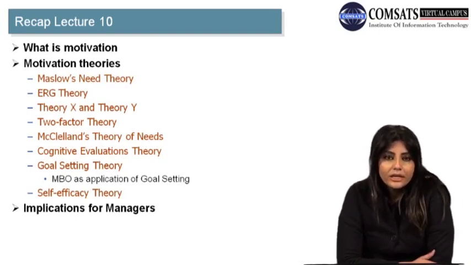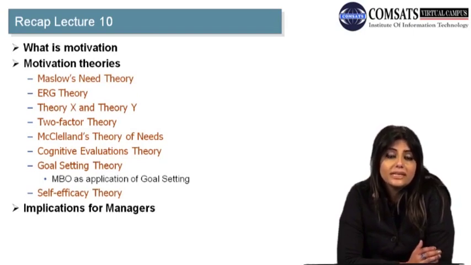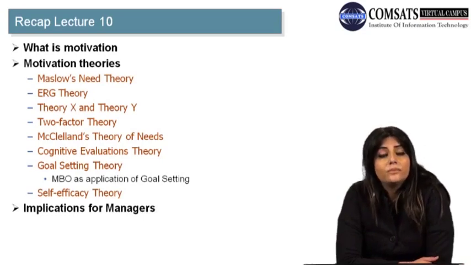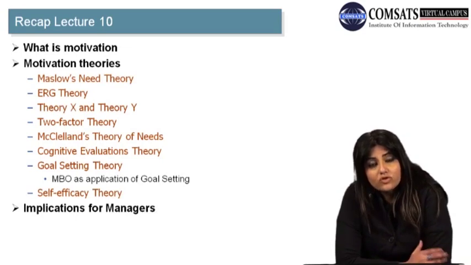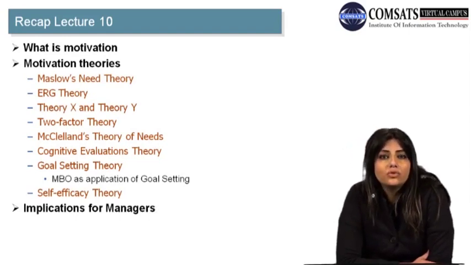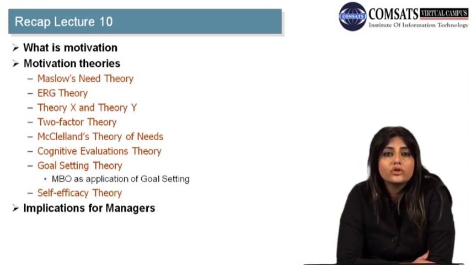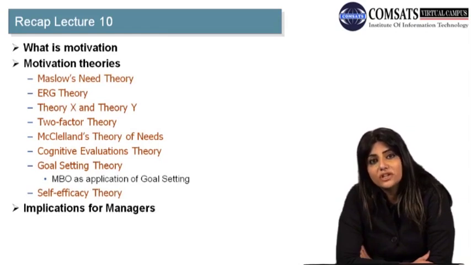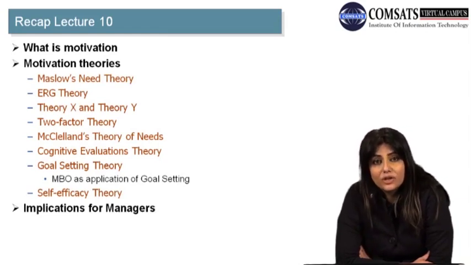Then we had a discussion of the two-factor theory, which was given by Herzberg, and it basically divided job satisfaction into two categories, where one extreme of the pole was job satisfaction, and the other extreme is no job satisfaction. An important contribution of this theory is that job satisfaction's opposite is not job dissatisfaction, but no job satisfaction. And similarly, job dissatisfaction's opposite is not job satisfaction, but no job dissatisfaction.